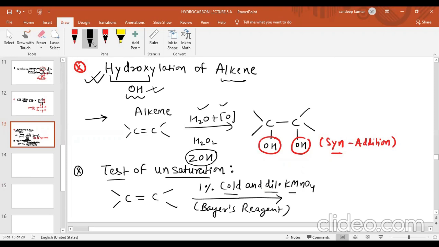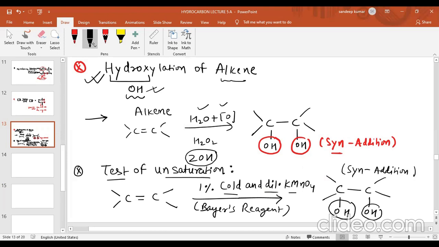Now, this is basically a hydroxylation reaction. So it forms a carbon-carbon bond. Now this is free valency. This is also free valency. So the OH group will be added from the same side. Whenever the OH group is added from the same side, it means it will follow syn addition.